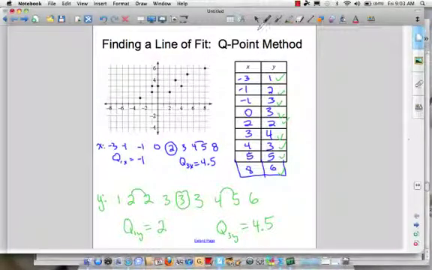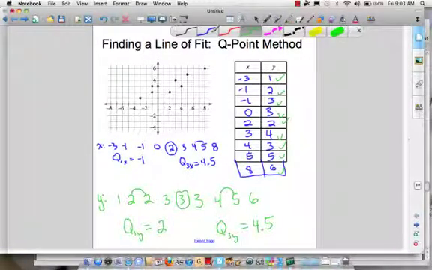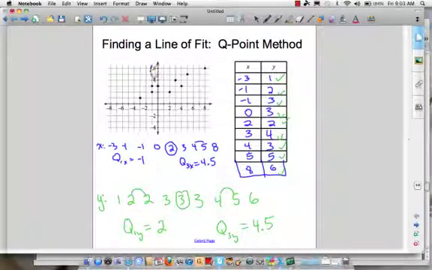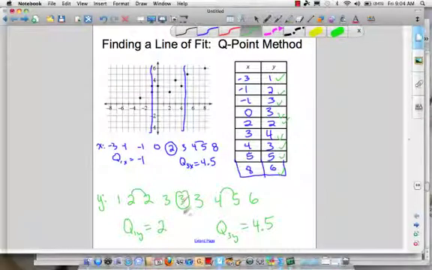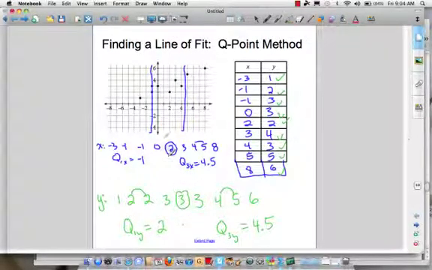Now what I'm going to do is draw in vertical lines at my Q1x and Q3x. So at -1, I'm going to draw a vertical line, and at 4.5, which is about right there. And then I'm going to do the same with the first and third quartile for the y values, but those will be horizontal lines. So at 2 and then at 4.5, which is about right there.